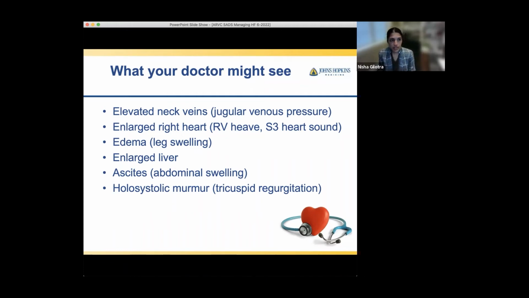I talked about edema, leg swelling, and enlarged liver, again, because fluid can back up to any organ. Ascites is the medical term for fluid in the abdominal cavity. And then a cardiac murmur we can hear if, because of the changes in the right side of the heart, that tricuspid valve gets leaky and has regurgitation.